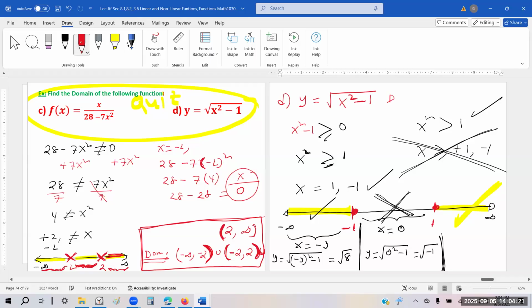So what's the domain? Negative infinity to negative 1. It's a bracket because when it's negative 1, y is 0, allowed. And then the last interval, 1 to infinity. Can you use x equals 1? Yes, because that gives us y equals 0, which is real. So these are the intervals.